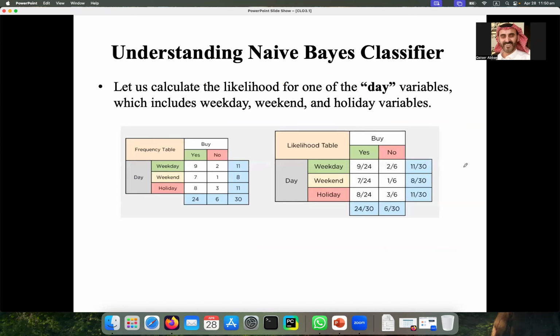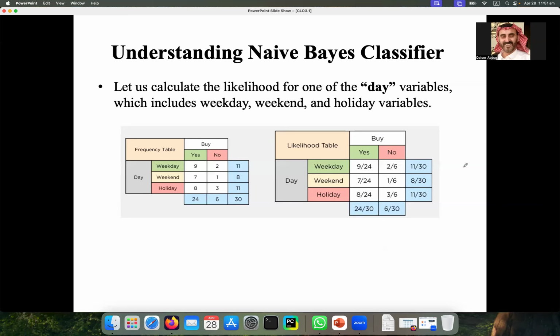Now we are taking a simple example. First, we will calculate the likelihood, which means probability. And then we will calculate the conditional probability. There is a difference between probability and conditional probability. How many students know what is the difference between the probability and conditional probability? Raise your hands, please. 1, 2, 3, 4, 5, 6, 7. Less than half of the class.